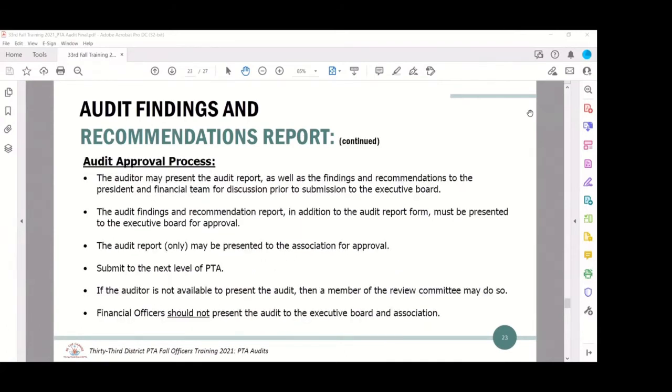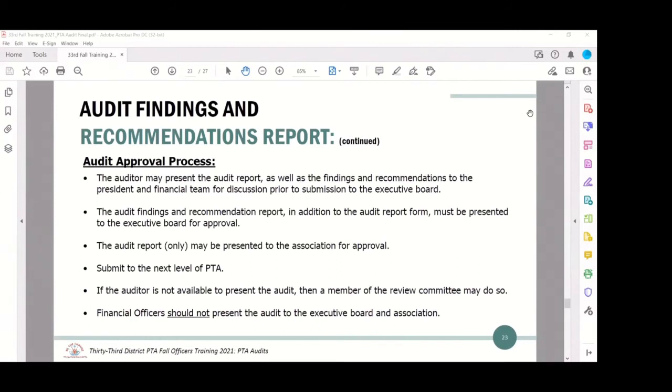In the audit approval process, the auditor may present the audit report as well as the findings and their recommendations to the president and the financial team for discussion prior to submission to the executive board. The audit findings and recommendation report, in addition to the audit report form, must be presented to the executive board for approval. The audit report only may be presented to the association for approval, and the findings are presented to the executive board.